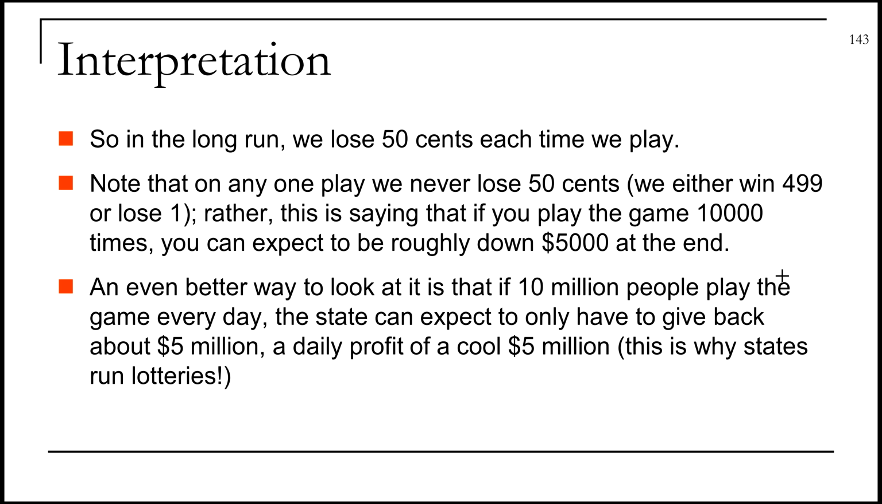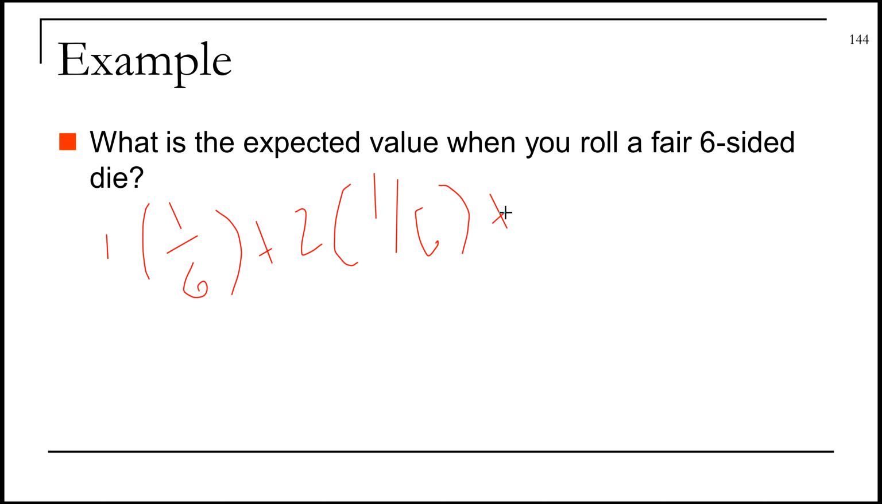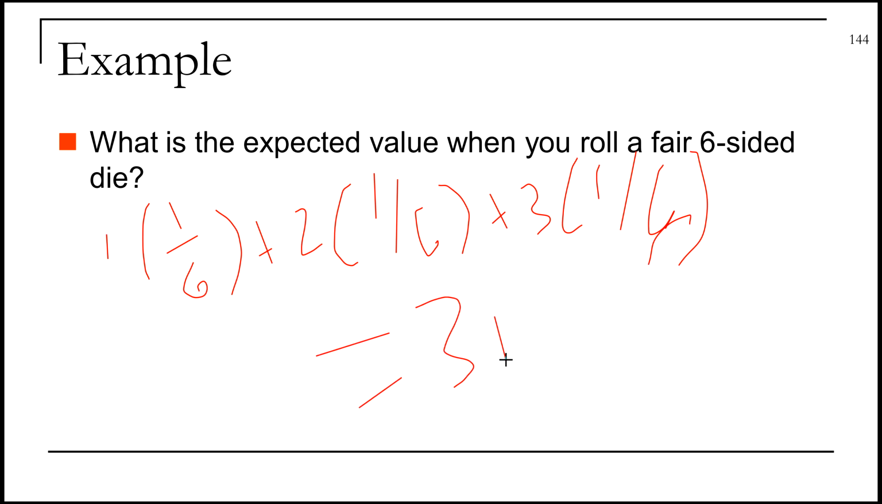And the state makes 50 cents on average for every player that plays the game. Now, as an example, what's the expected value when you roll a fair 6-sided die? The answer is 3.5, but it's 1 times 1/6, plus 2 times 1/6, plus 3 times 1/6, plus 4, plus 5, plus 6. And if you actually do it out, you get 3.5.